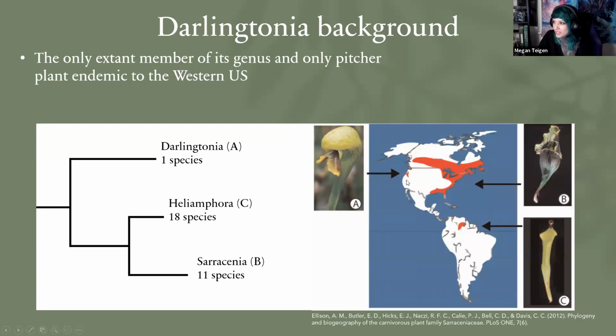It grows here in Northern California and Southern Oregon, and its close family members are Heliamphora, which is another pitcher plant in South America, and that genus has 18 species. And then also Sarracenia, which is pictured here as B, which grows on the east coast of North America all the way through central Canada. And that genus has 11 species. So very cool family overall.